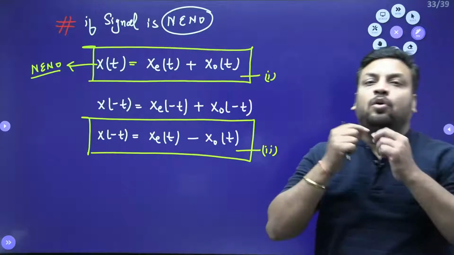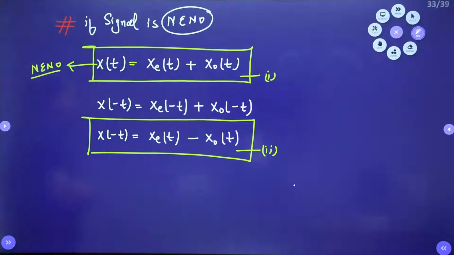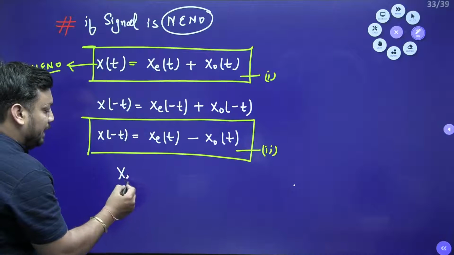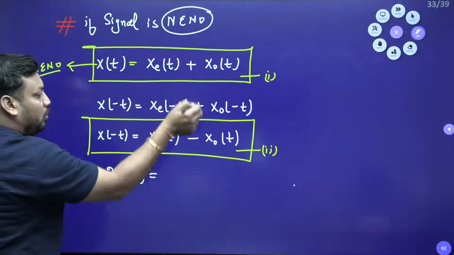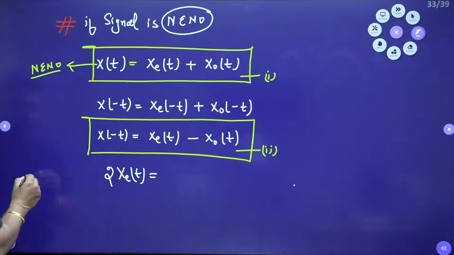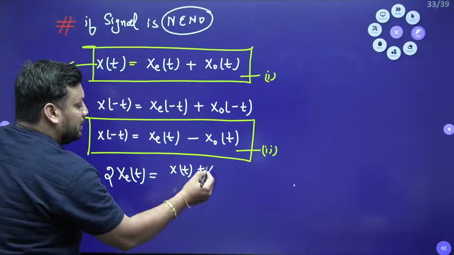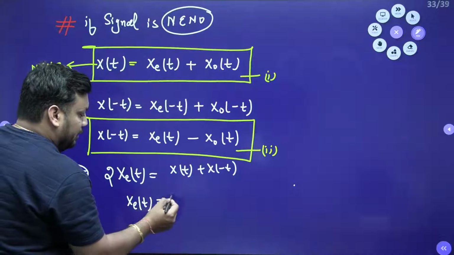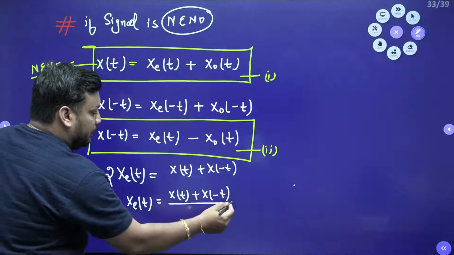If I am looking for only the even component, then can I add equation number 1 and equation number 2? If I add equation number 1 and 2, I will simply get twice the x even component of t, because the odd part will cancel out. On the left hand side I will get x(t) plus x(-t), and the x even component of t formula finally will become x(t) plus x(-t) upon 2.